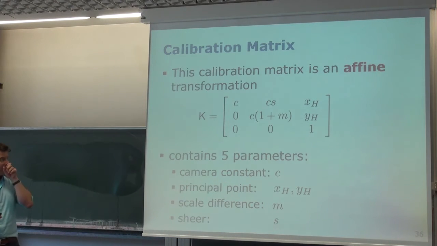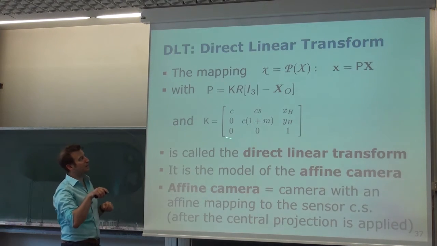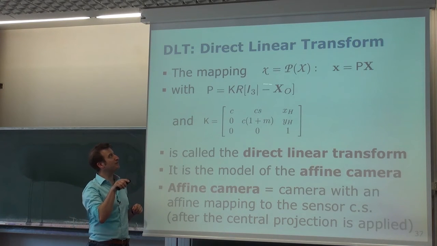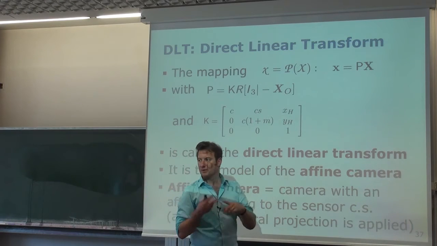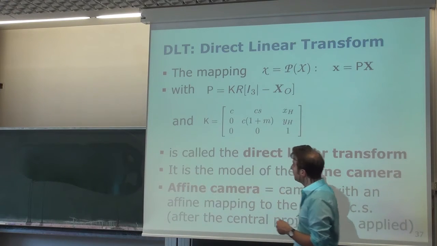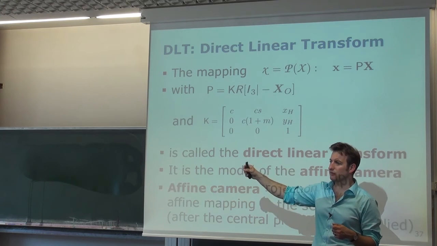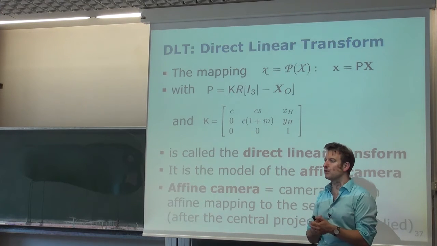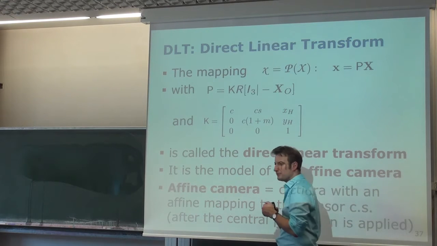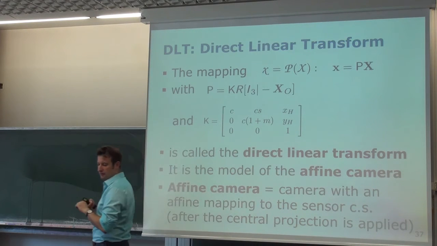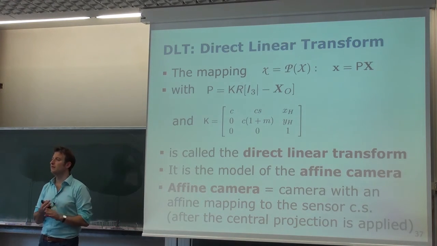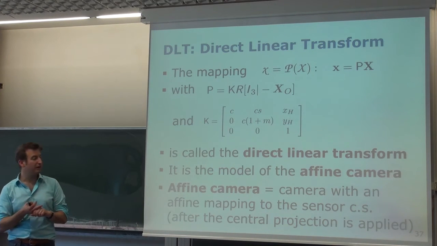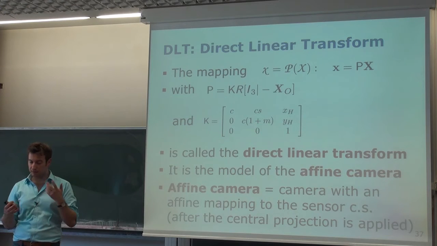If I describe how a point is mapped with this calibration matrix from the 3D world to my image point, there is something which is also called the direct linear transform. This is the transform from the world coordinates to my sensor, assuming no nonlinear errors, and it has 11 parameters. These are the 6 parameters of the extrinsics, or äußere Orientierung, and 5 parameters for the intrinsics, the innere Orientierung.